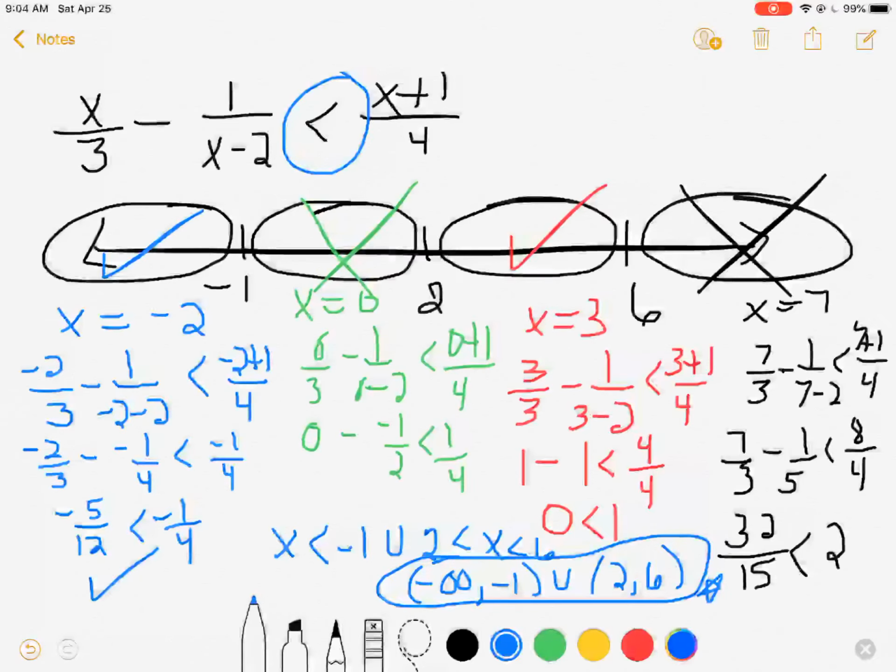So once you get your equal to, those are called boundary points, you mark off your number line and you check your intervals. Don't forget to also include any restrictions on your domain on that number line.